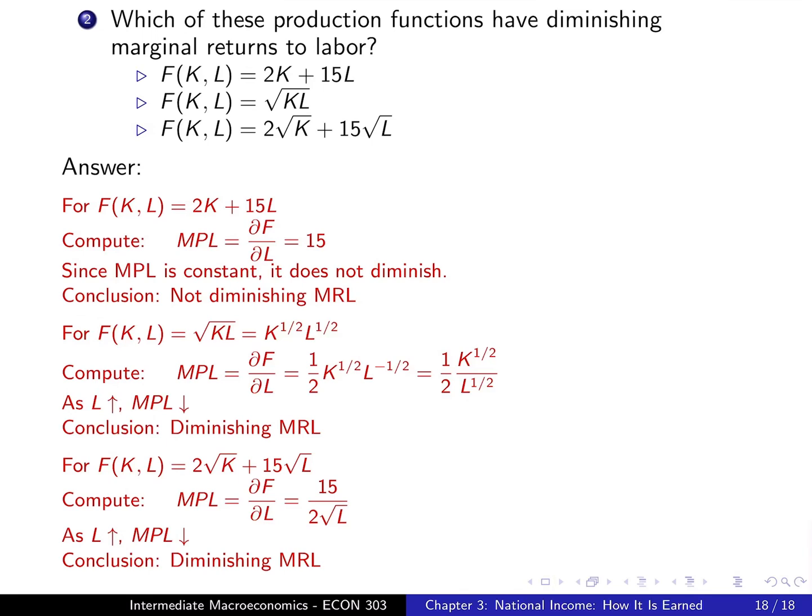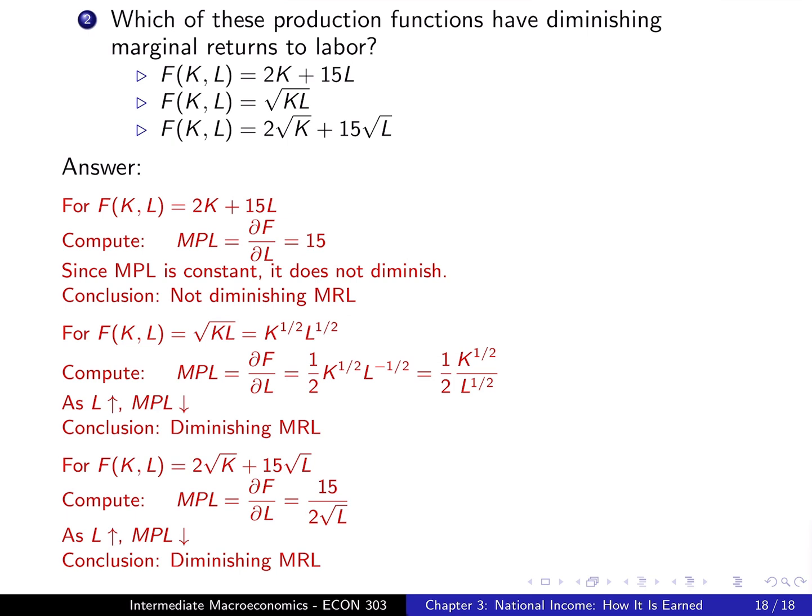Let's determine which of the following production functions exhibit diminishing marginal returns to labor. Example 1. Function f(K, L) equals 2K plus 15L. Compute MPL, that is the partial derivative of f with respect to labor, equals 15. Since MPL is constant, it does not diminish. The conclusion is not diminishing marginal returns to labor.